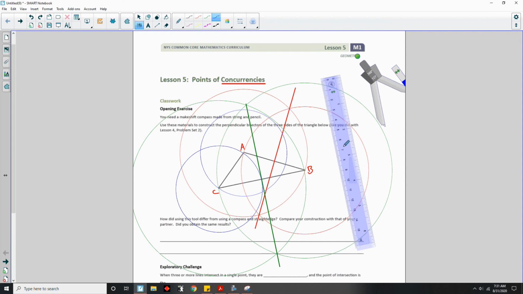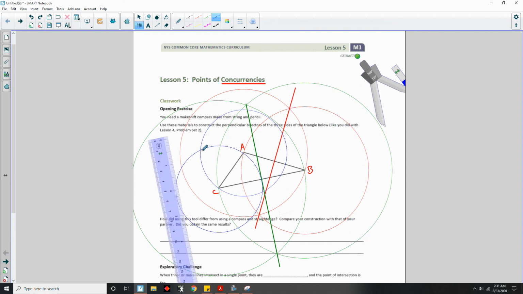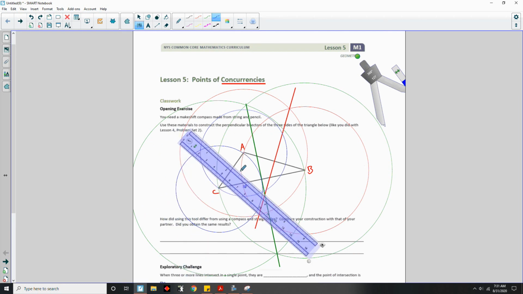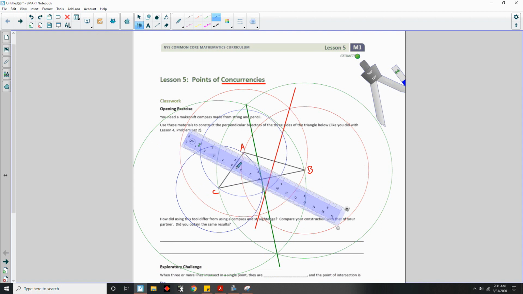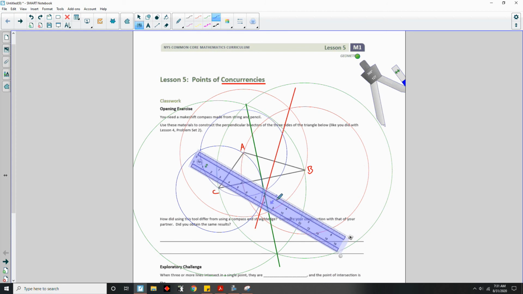Done with my compass. Look for my blue intersection points of my two blue circles. Blue circles are here, and when I rotate this, I put my ruler here, rotate to about there, and draw my segment.